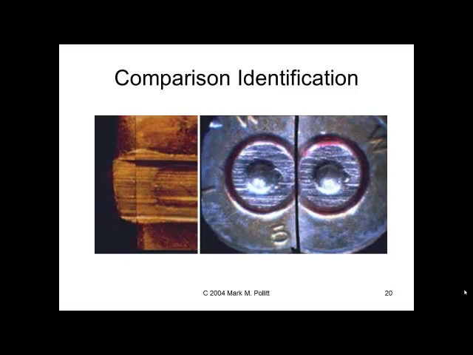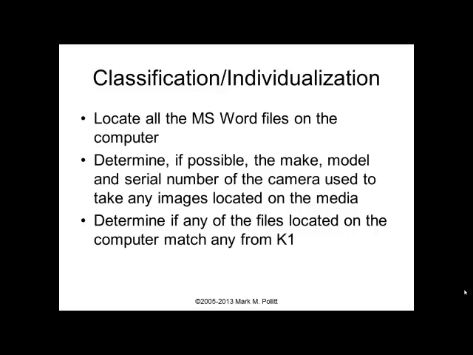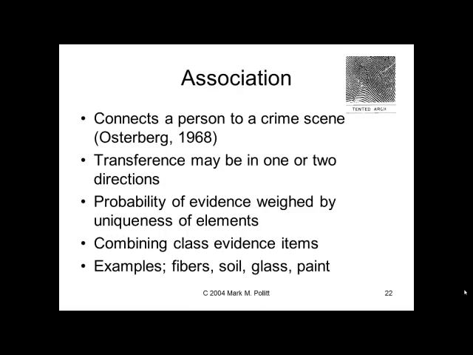Here's just a visual examination of firearms and tool marks, and you can see that they are in fact identical, and therefore that's an individualization. Again, our example, you can find all the Word files on a computer, that's a classification question. And if you can find the make, model, and serial number of a camera used to take an image, then that would be an individualization question. It's pretty hard to do, but sometimes you get lucky. And more commonly, we will take a set of known files, or more commonly a set of hash signatures from a bunch of known files, and look for those on our questioned computer, the one we're doing the examination of. And when we find a match to the hash values, then that's individualization.